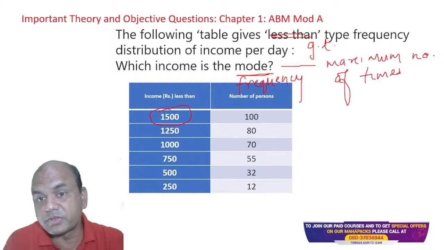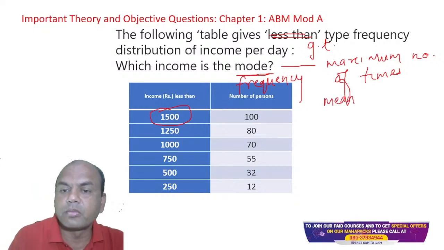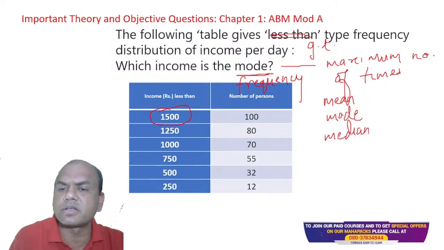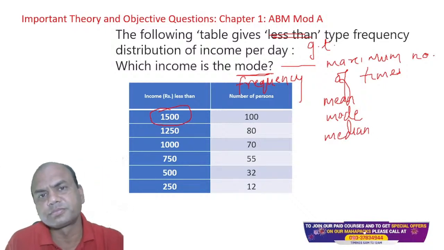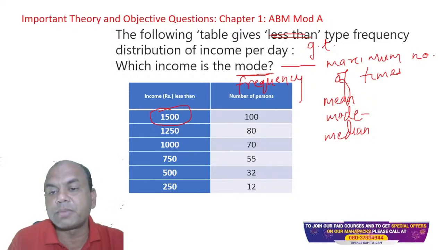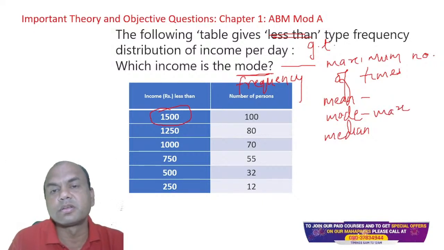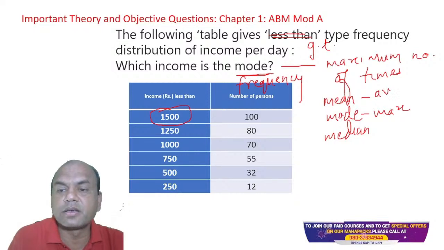There are three words you'll face again and again: mean, mode, and median. Okay, these are the three words you'll face many times. So what is this mean, mode, median? See, mode, just now I told you, maximum number of times. Okay, mean means what? Mean is average.